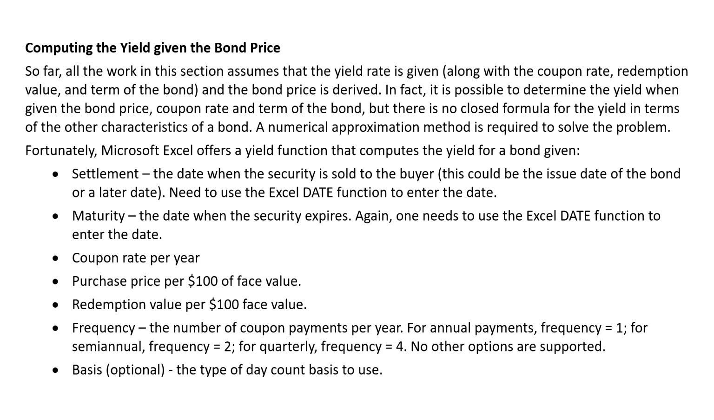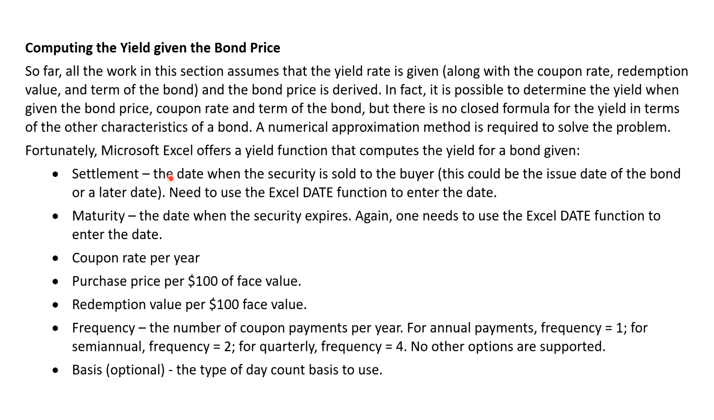So let's change the topic a little bit here and talk about yields. It's possible to determine the yield when given the bond price, the coupon rate, and the term of the bond. However, there's no closed form for the yield given this information. You need to use a numerical approximation method. Microsoft Excel has a yield function that will give you a very good approximation given these inputs here. Let's just go through it quickly.